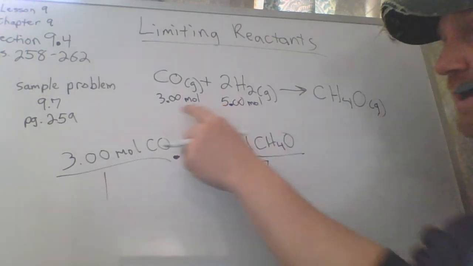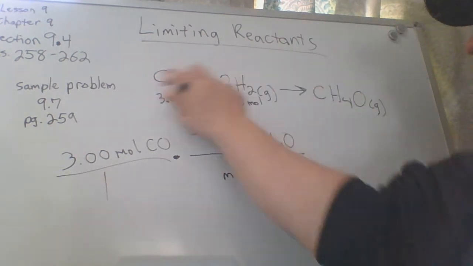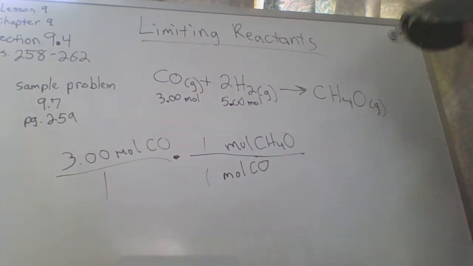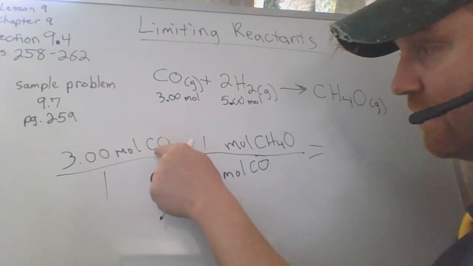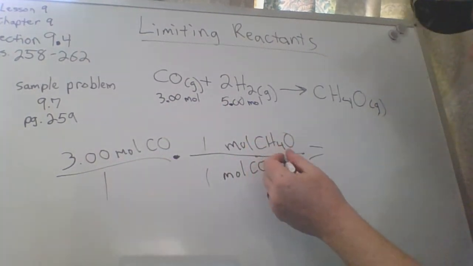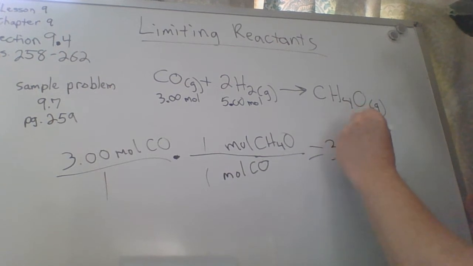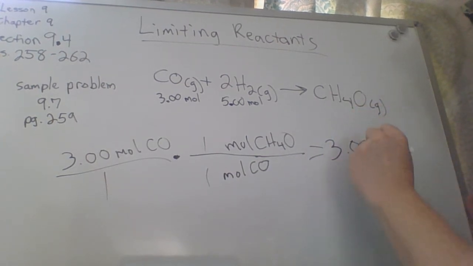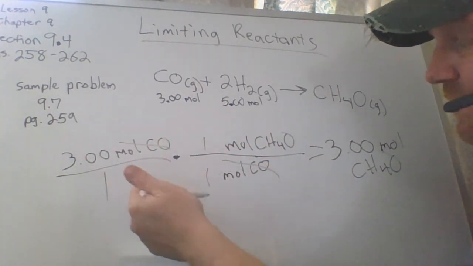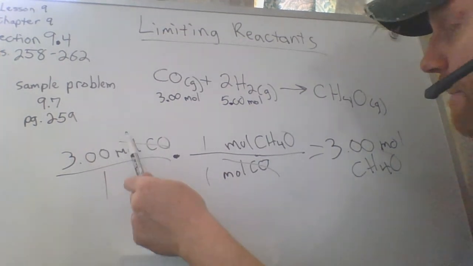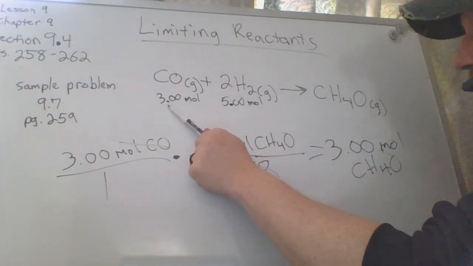What's the mole-to-mole ratio? If we're jumping from here to here, moles to moles, it's a 1-to-1. No coefficients in front, it's a 1-to-1. So what are we really saying? We're saying that if we react 3.00 moles of carbon monoxide, we could, in theory, produce, it's a 1-to-1, 3.00 moles of CH4O. I am going to cross these out just so you can see the dimensional analysis. But that doesn't tell us much yet. If we have 3 moles of this, we could produce 3 moles of this.